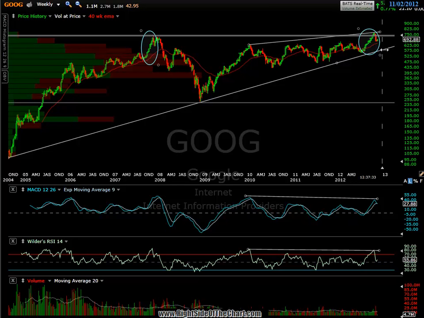It would not surprise me in the least to see Google at the very least come down to this primary long-term uptrend line since its inception. This was, I believe, the IPO date back here. And that would be one target, this uptrend line, and it would not surprise me to see Google break below that level as well.